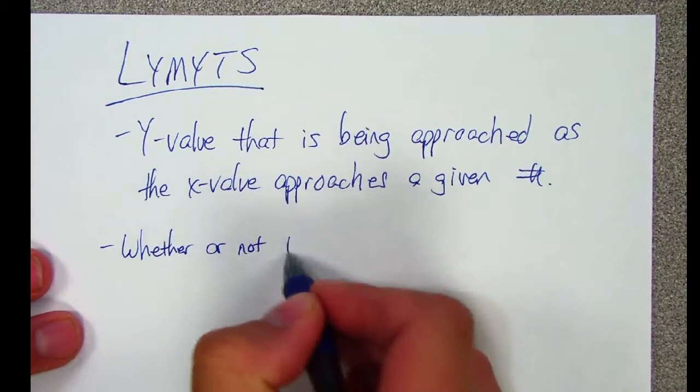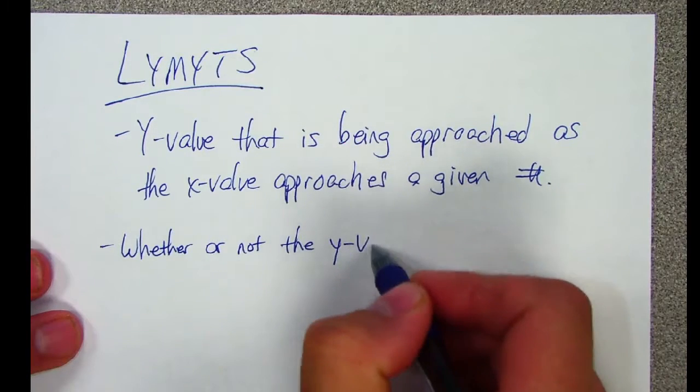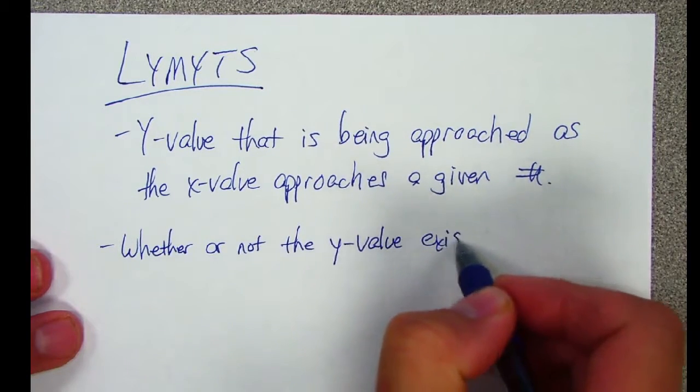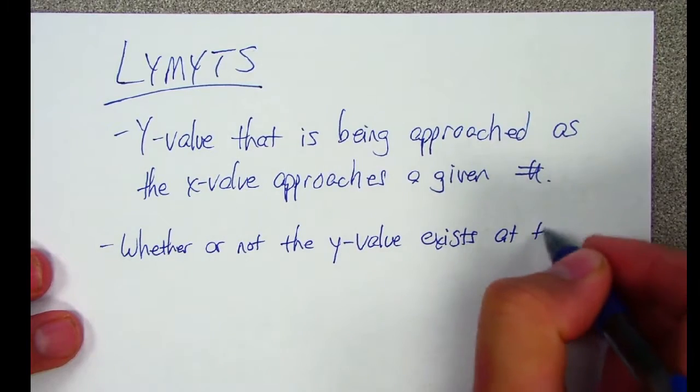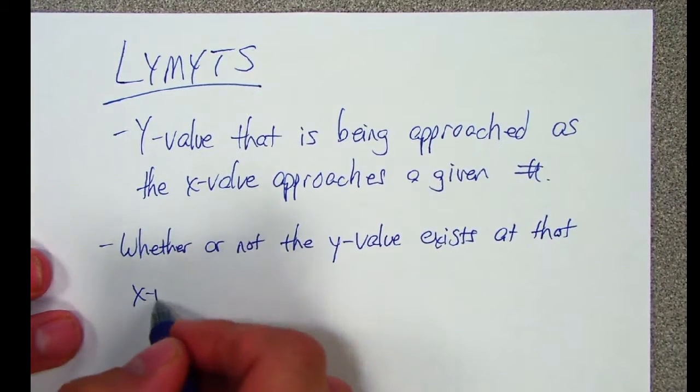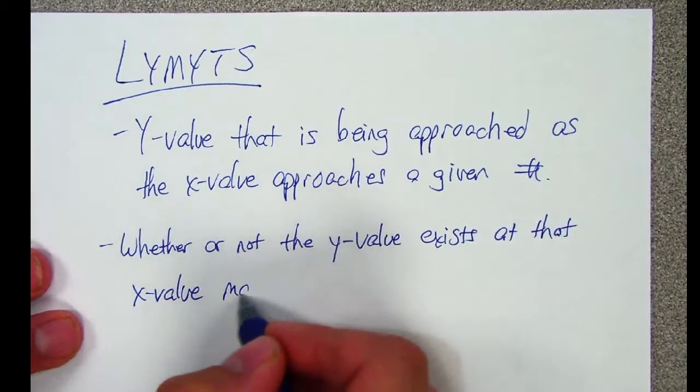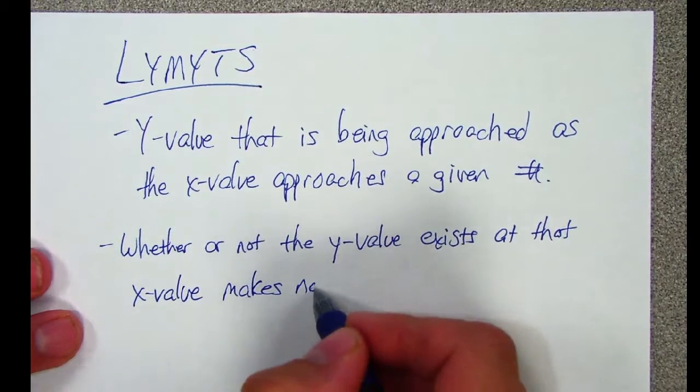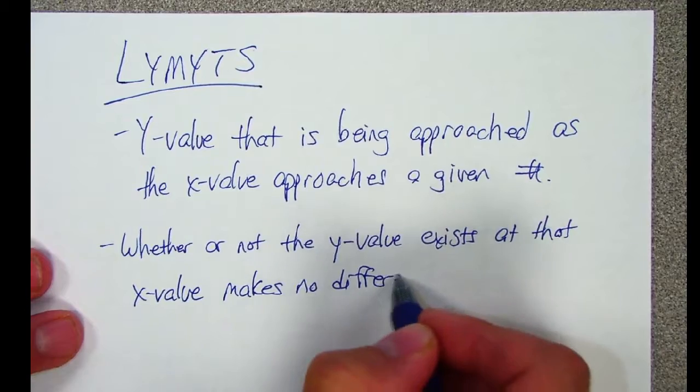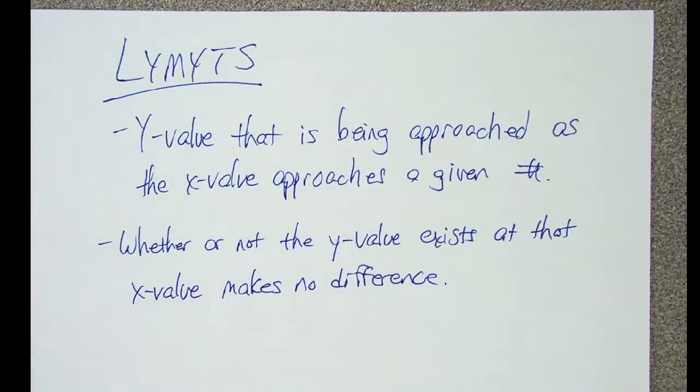Whether or not the y value exists at that x value makes no difference. All I care about is what it looks like the y value is going to be. It might not actually be that at that spot, but that doesn't matter. We want to know where the roads are headed. I don't care what happens when I actually get there. I care what it looks like the roads are headed.